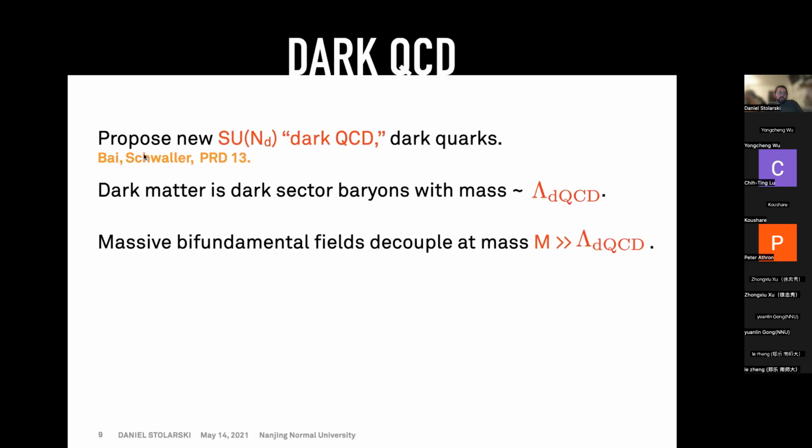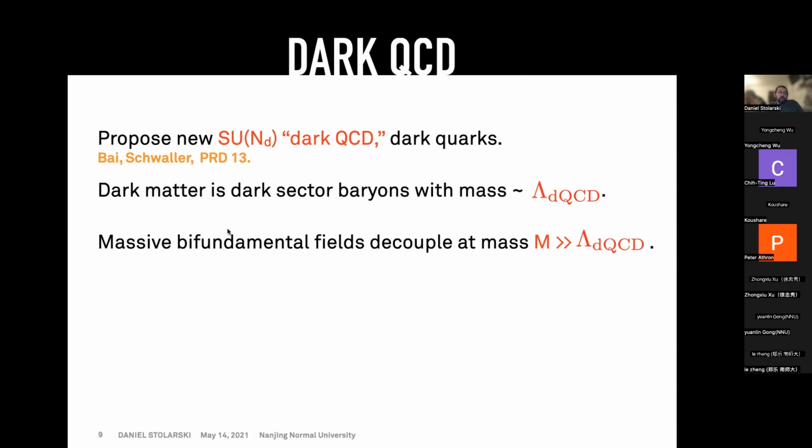And so this is an idea I'm going to follow, by Yang Bai and Pedro Schwaller from 10 or so years ago, which is that you have a new dark color force, dark QCD, with dark quarks. And just like the baryons in the standard model are stable because of some accidental baryon number, you're going to have some baryons with mass, which are also stable, and they are the dark matter from the dark QCD. Their mass is roughly the confinement scale, just like in the standard model.